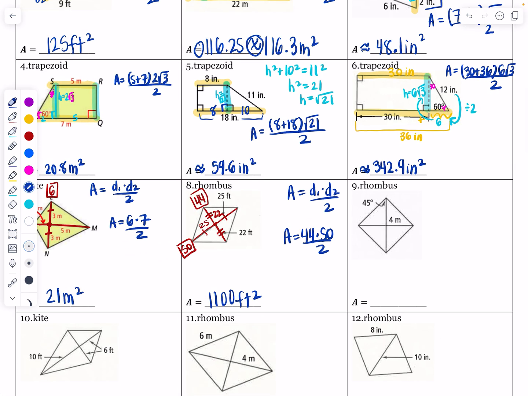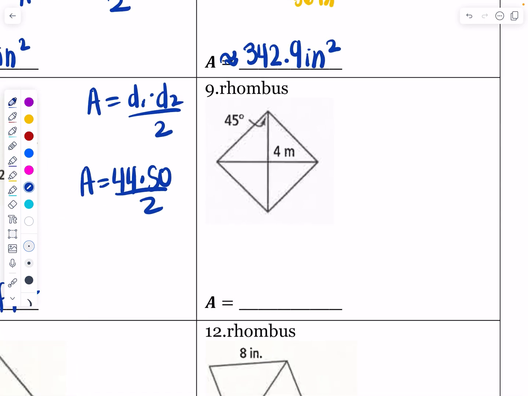Okay? All right, our next problem, we have a rhombus. So again, same formula. We need our diagonals, diagonal 1, diagonal 2, we're putting them together and dividing by 2.